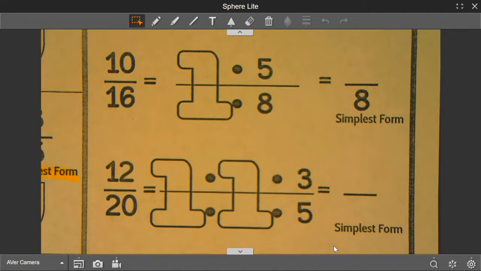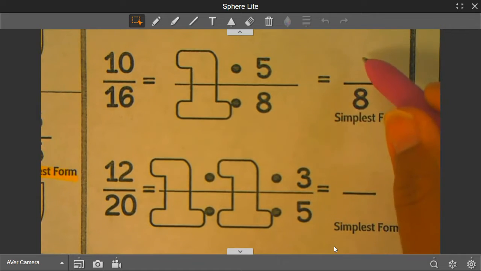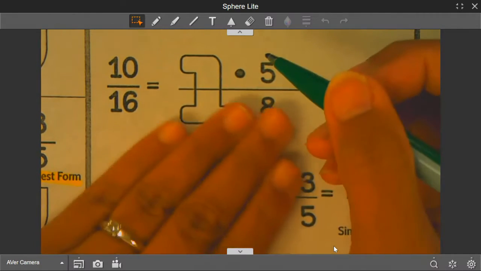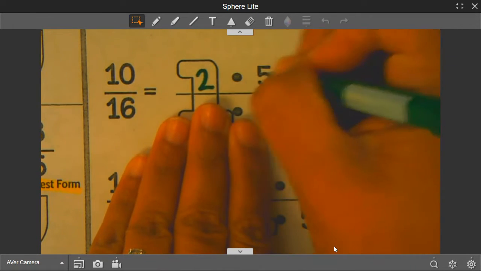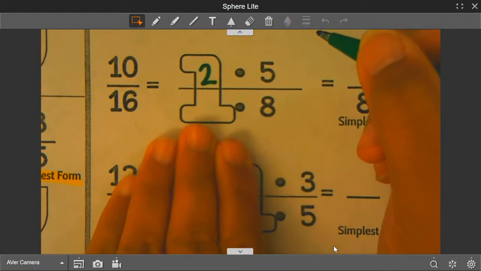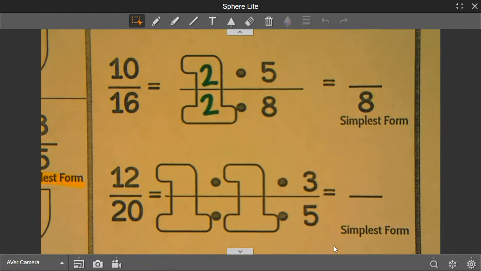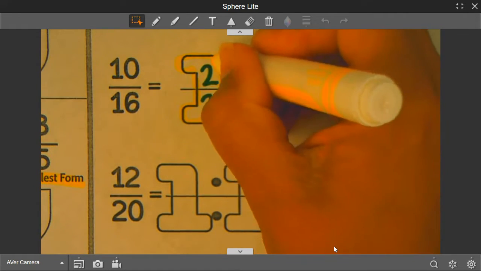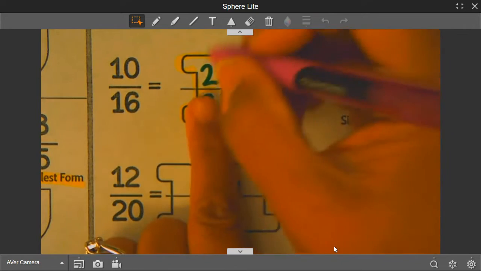All right, so I have 10/16, and it simplifies to something over 8. Let's go ahead and take a look. My factors for 10, I have 2 times 5. My factors for 16 is 2 times 8. So if we notice, the giant 1 being used is 2 over 2. All right, let's go ahead and finish the math.